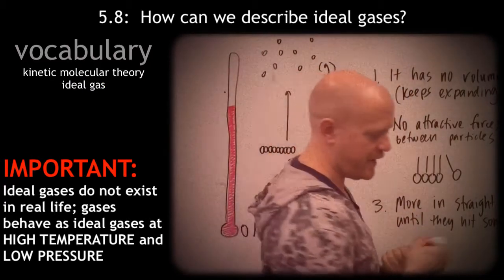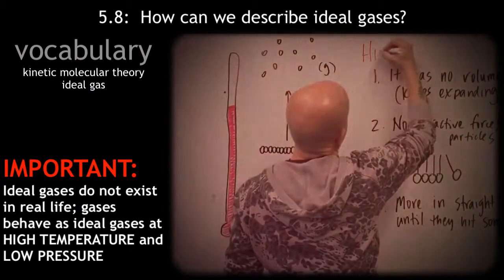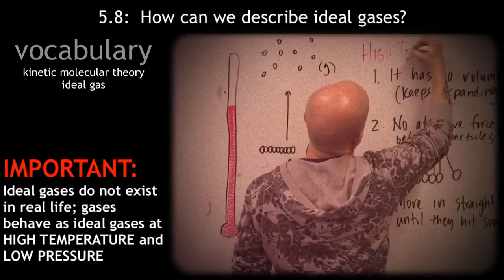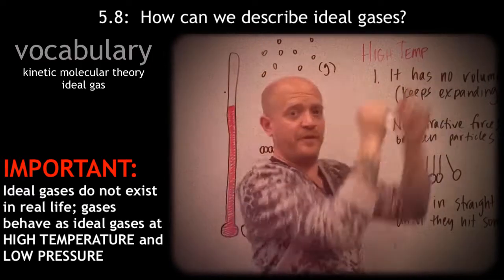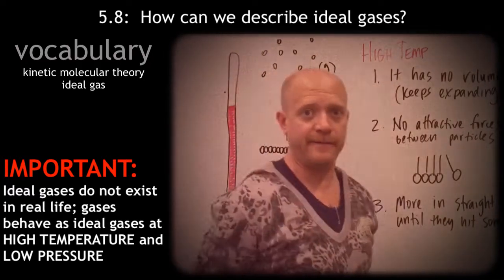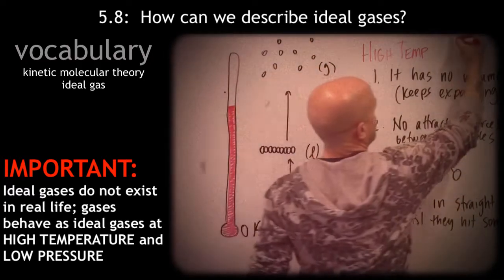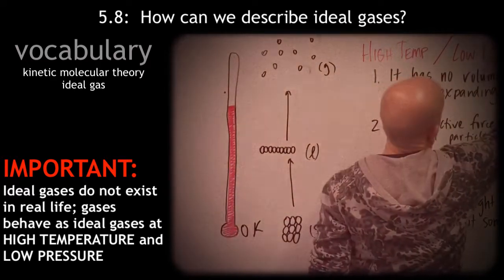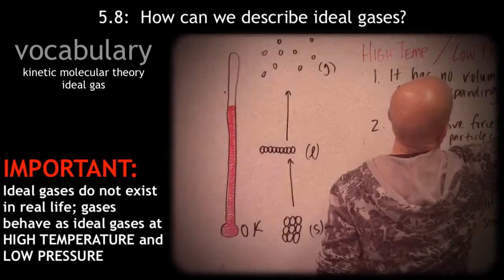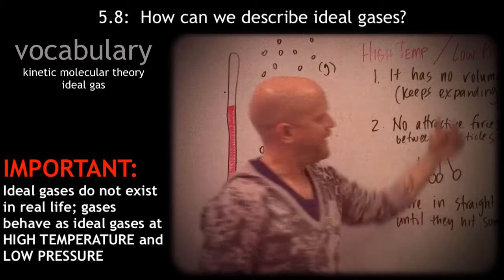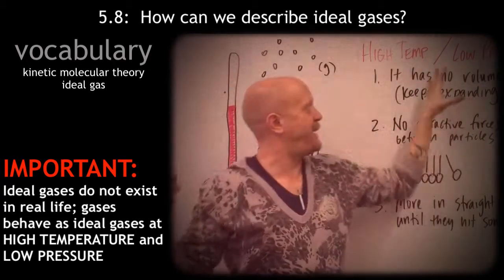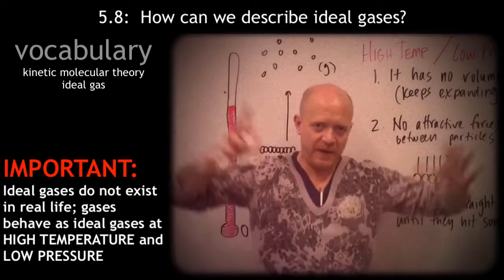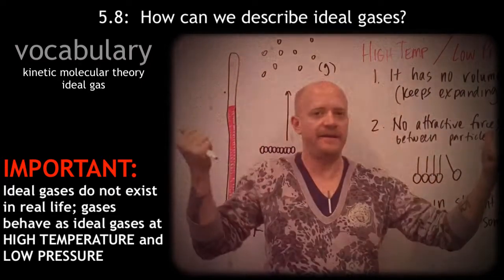Under extremely high temperature, because you want the temperature to be really high so the particles are moving really, really fast so they can keep expanding. High temperature and also low pressure. Because of this low pressure, it means that it can keep expanding because it has no volume. So if there's pressure pushing back on it, it cannot expand.